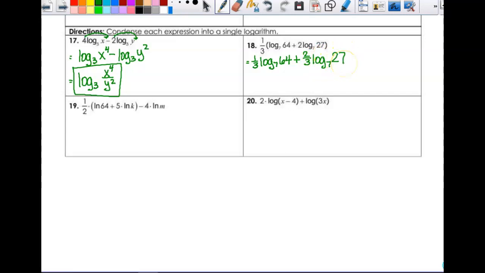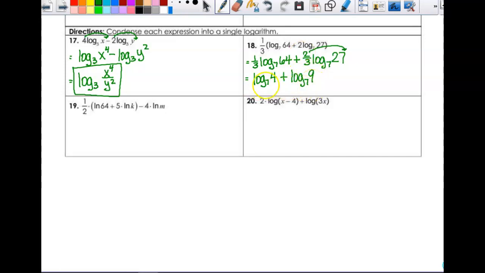All right, so now when I use my power property or my power rule, this 1/3 becomes the exponent up here. So 64 to the 1/3 power is the same as the cube root of 64, which is 4. So this just becomes log base 7 of 4 plus, and then this 2/3 would become an exponent on the 27. So that's the same thing as taking the cube root and then squaring it. Well, the cube root of 27 is 3. You square that and you get 9. So this is log base 7 of 9.